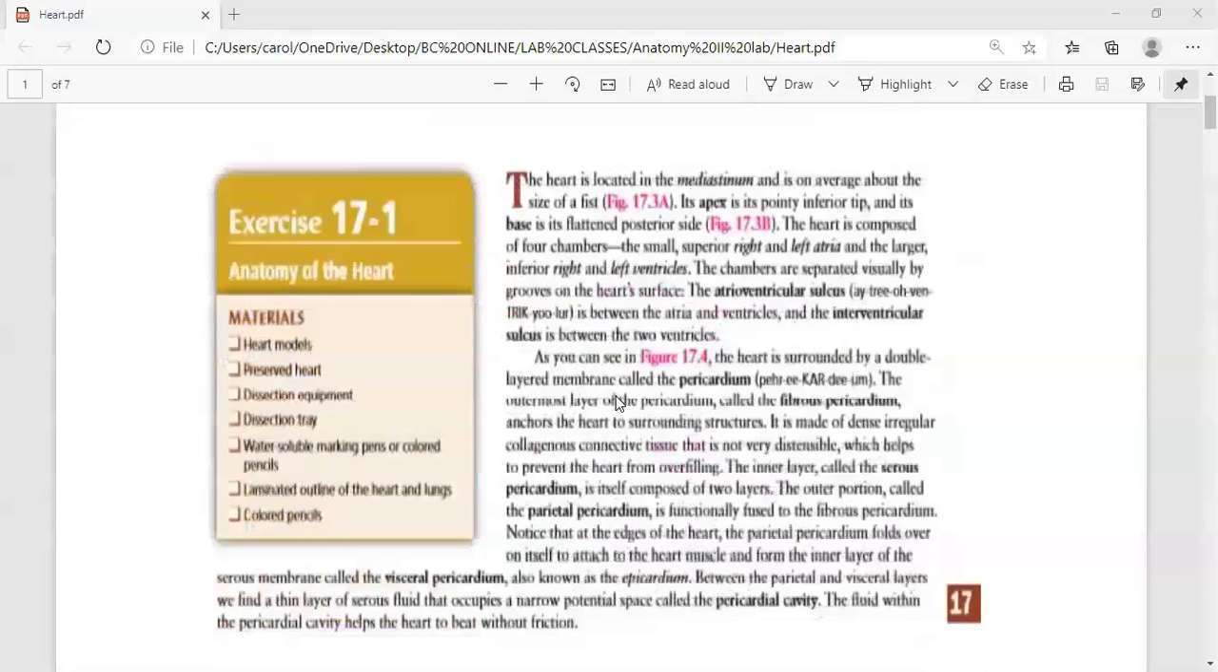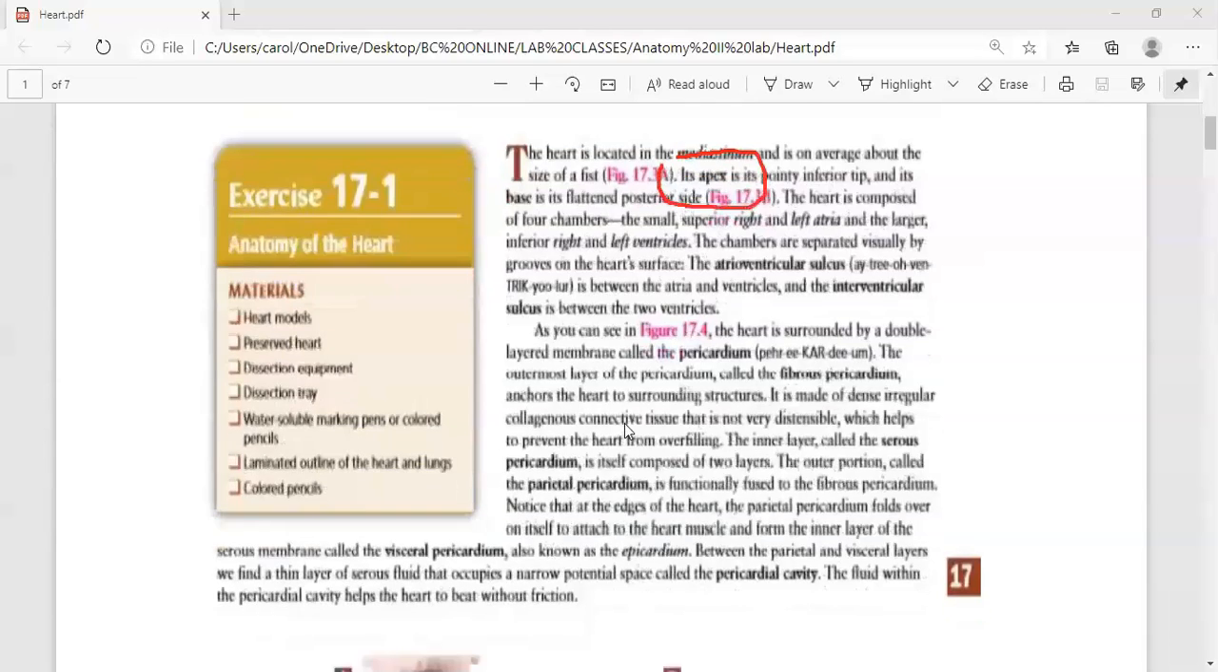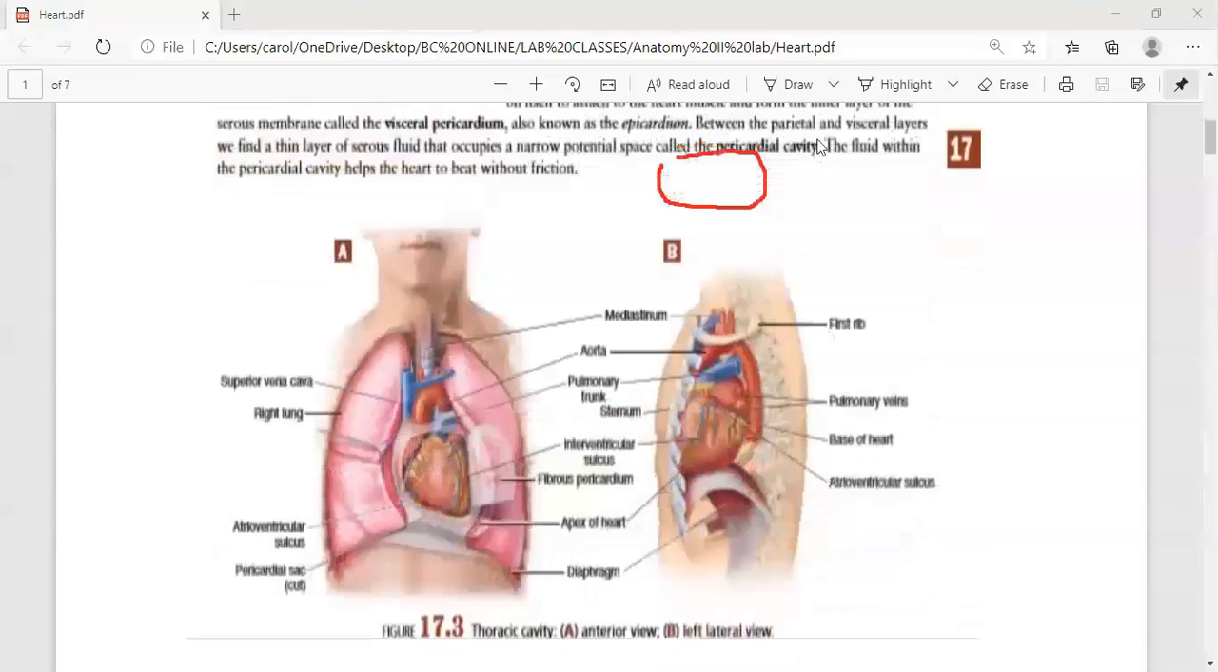So then right here, we have anatomy of the heart. Where is your heart located? In your thoracic cavity, right? But what is the name of that area where your heart is located? Well, right here, you can see it's going to be called the mediastinum.